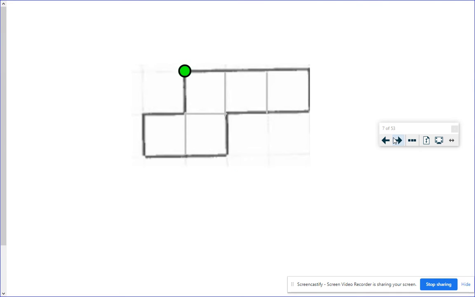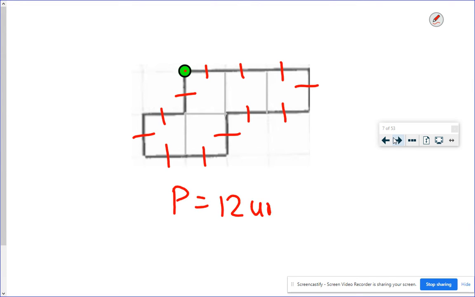Let's try another one. Here's our starting point. I got 12 again. Did you get 12? So perimeter is not hard. You just got to keep it straight between adding the sides or counting the sides, and if you were to find area of the shape.